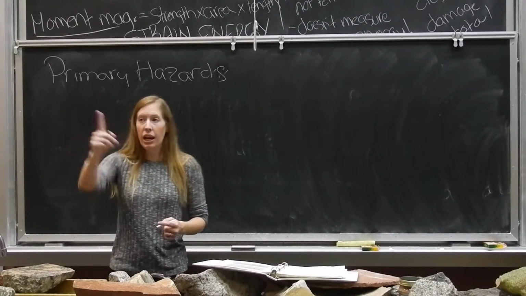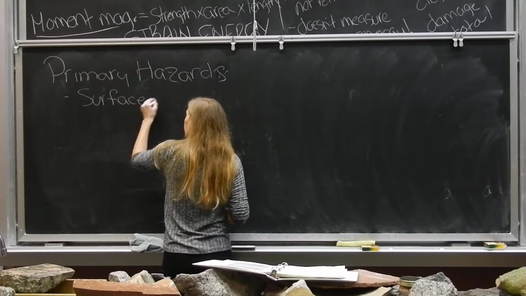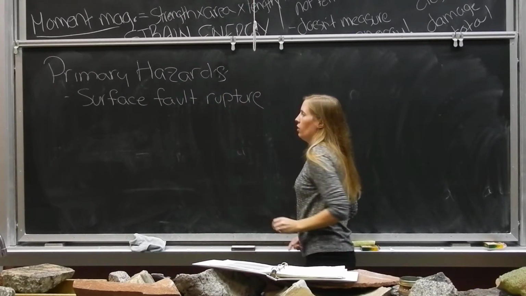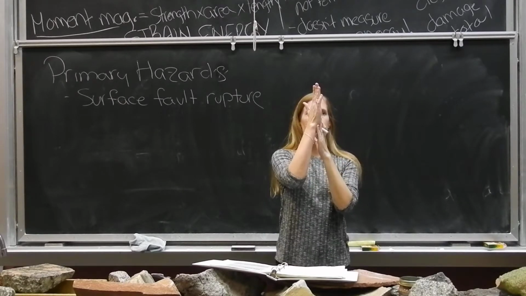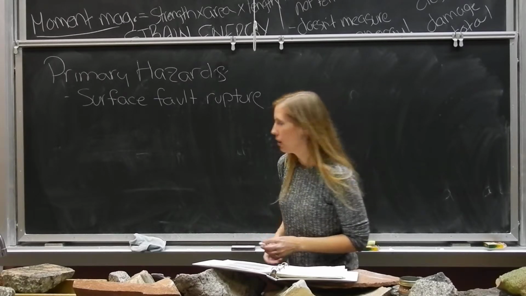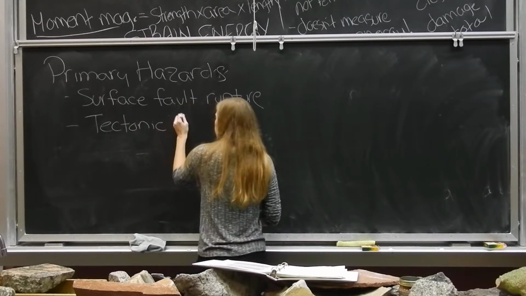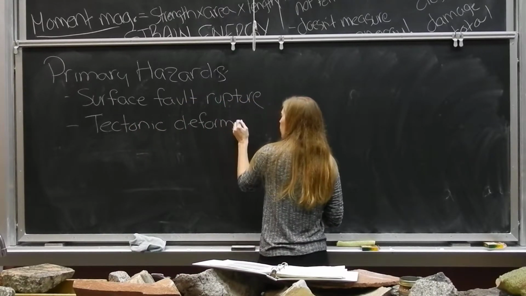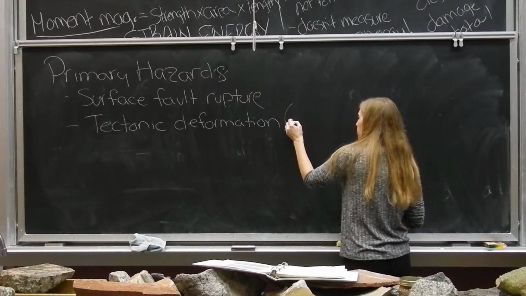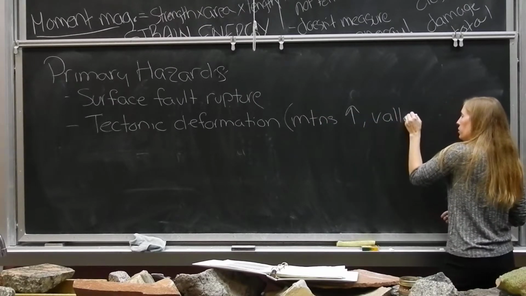First thing that's going to happen right up at the stadium, we're going to have our surface fault rupture. This is the point where the ground actually moves. Be very interesting to see. The next thing we'll find is tectonic deformation. Put it into perspective, right? Mountains go up. Valleys will go down.